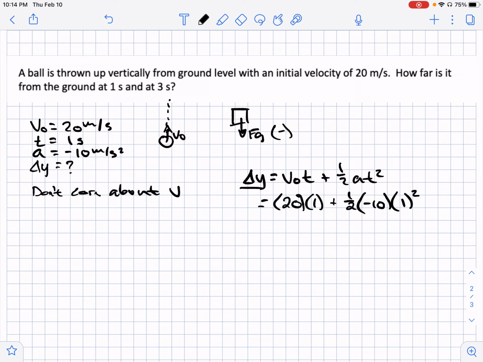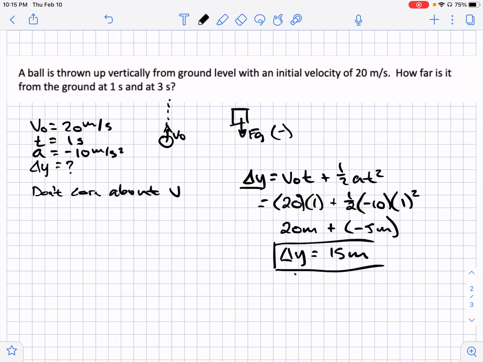So 20 times 1, that's just going to be 20 there, and our seconds cancel. So that'd give me 20 meters plus, 1 squared is just 1, and then my negative 10 there. So that gives me, and half of that, negative 5 meters. So your delta y, or your vertical position there, is going to be 15 meters.